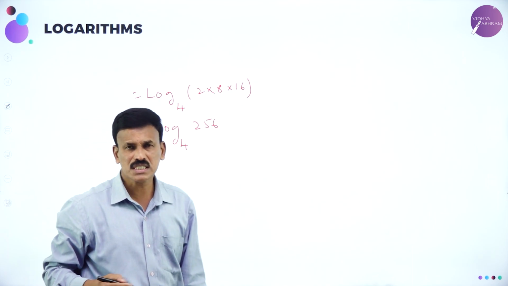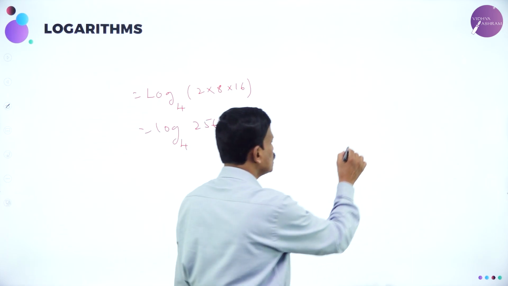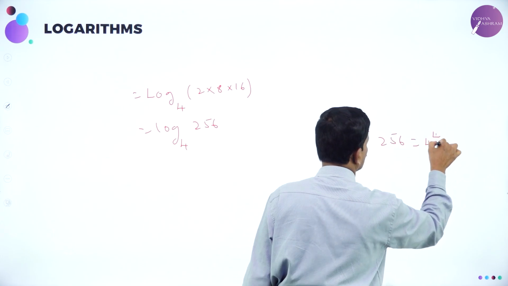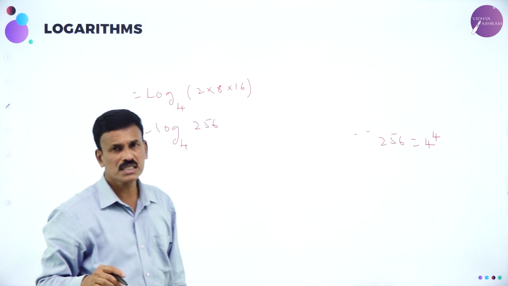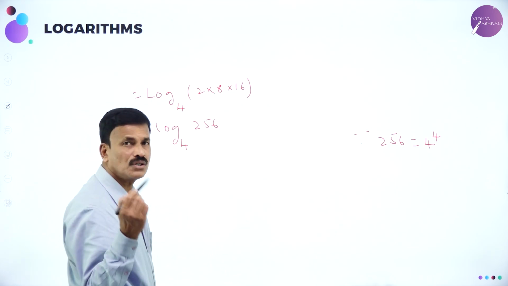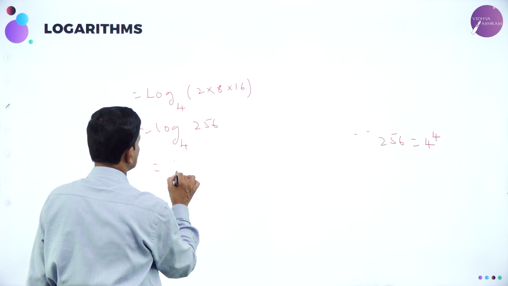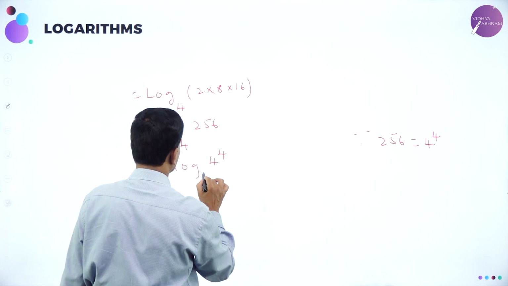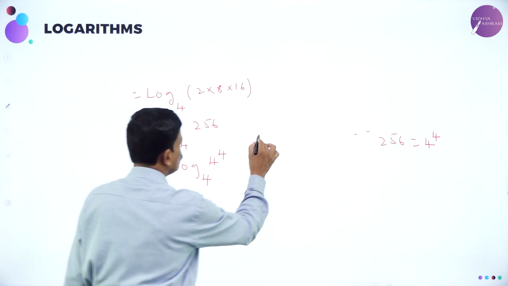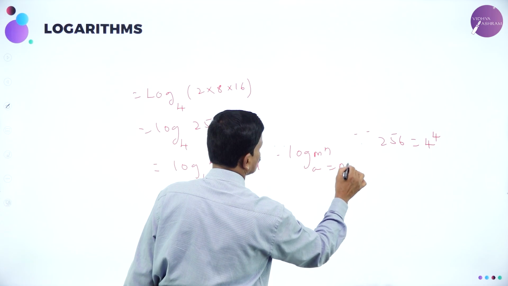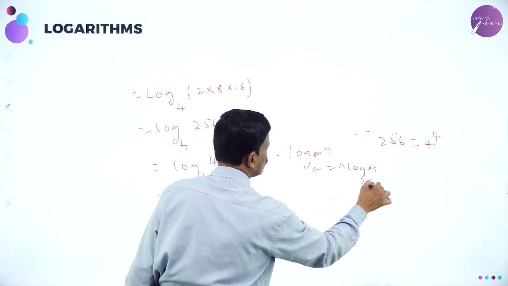Now 256 can also be written as 4 to the power of 4. 4 4s are 16, 16 4s are 64, into 4 is 256. So therefore this can be written as logarithm of 4 to the power of 4 to base 4. Again using logarithm of m to the power of n to base a is equal to n log m to base a.